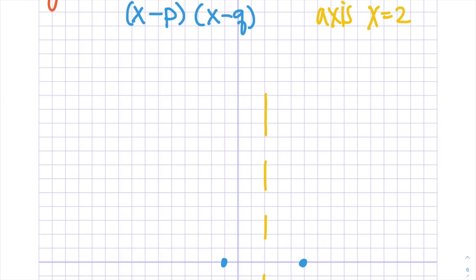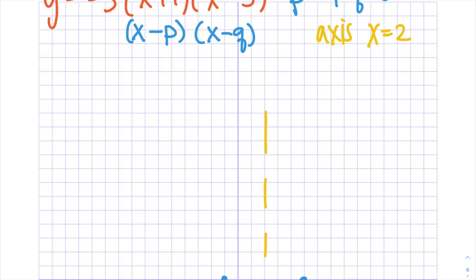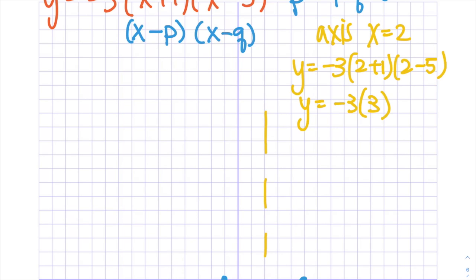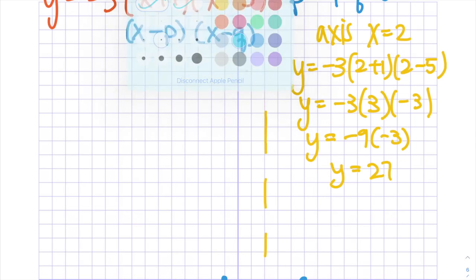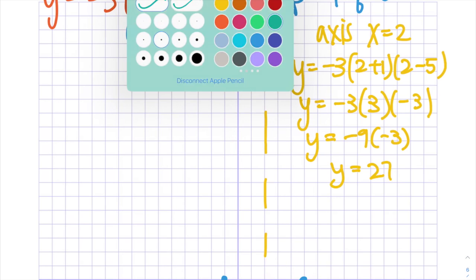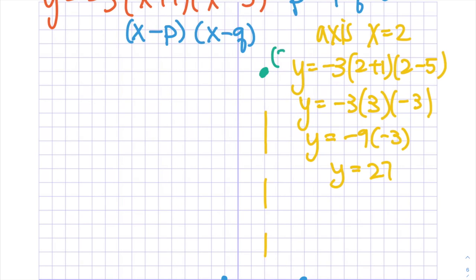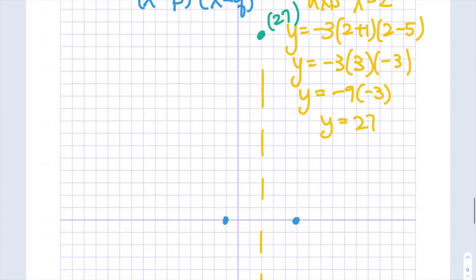So to find the y value that goes with it, we simply substitute 2 into the equation. Now simplify each set of parentheses and multiply. So we had a positive 27. So I definitely know that 27 does not fit on my graph here. So I'm just going to plot the point right here and say that that is 27, just so we have a visual.